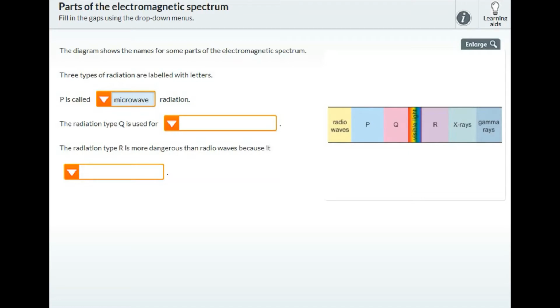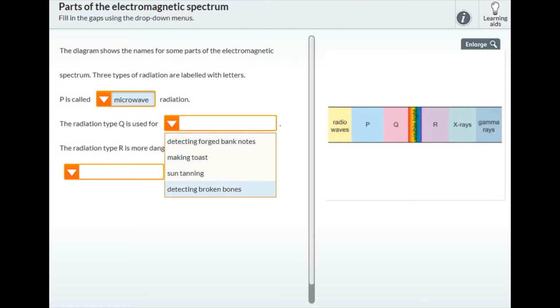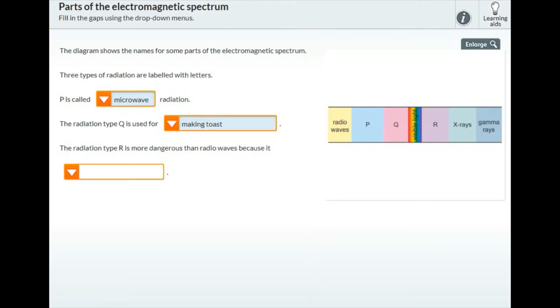part of the colour spectrum. And infrared, it can be useful for, well, it's a thermal radiation, so heating. You can also use it for shortwave communication, like with your remote controls, so you can turn the TV on and off using infrared radiation. And so let's see what the lists are. So you're not going to detect broken bones, that's X-rays. Sun tanning is UV. Detecting forged banknotes, UV. So it's making toast. Basically your toaster glows, the wires get hot and glow red because that's the thermal infrared radiation coming out and toasting your bread.